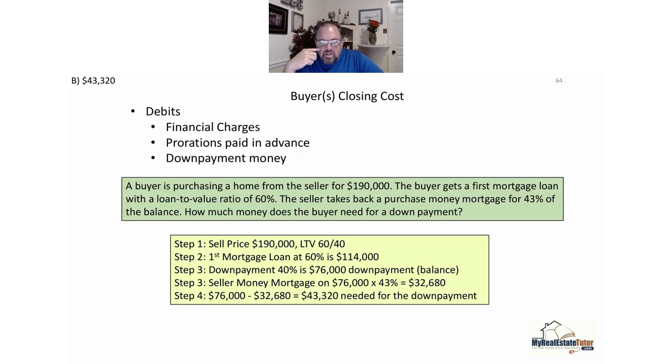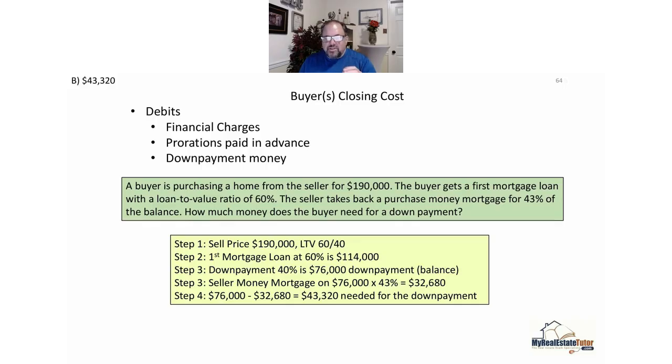Okay. Now let's look at the problem itself. A buyer purchases a home for $190,000. Now the buyer gets a first mortgage loan with an LTV of 60%. Then the seller takes back a purchase money mortgage for 43% of the balance. Okay. How much does the buyer need for down payment? So watch this. You ready? Unpack this like I've always taught you, line by line. Step 1, what's the sale price? $190,000. What's the LTV of that $190,000? 60%, then 40% has to be the down payment. So it's a 60-40 LTV.